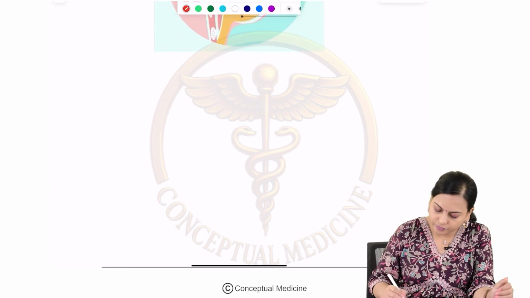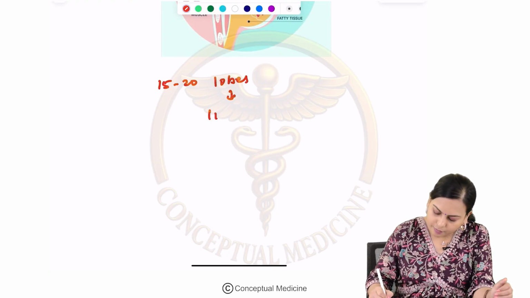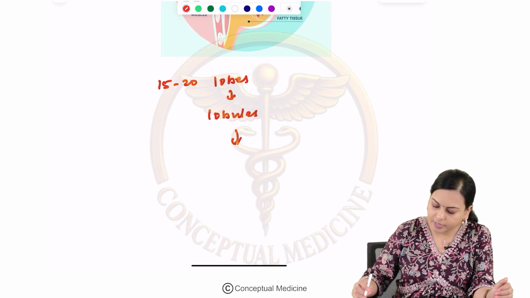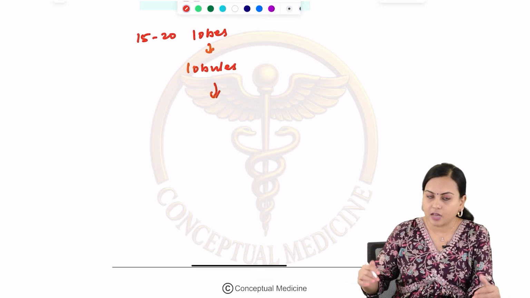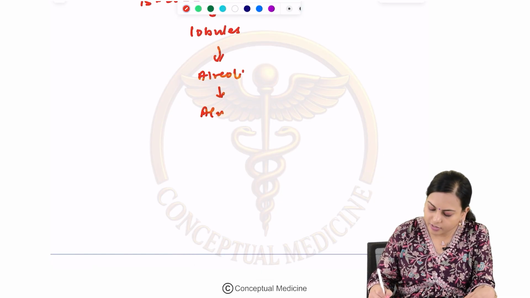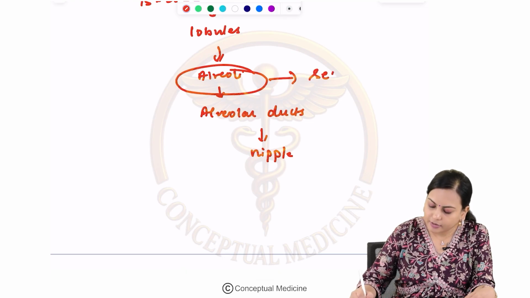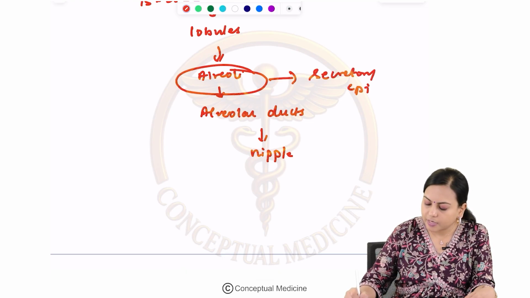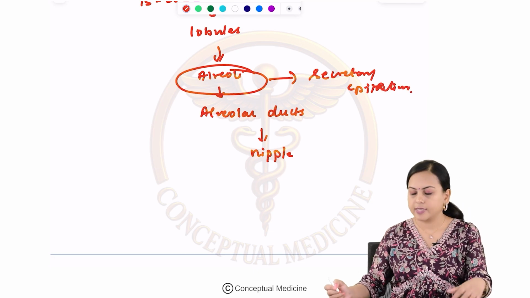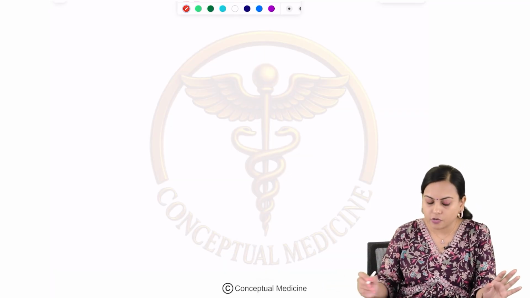So what I told you now: the breast consists of 15 to 20 lobes, and within these many lobules are present. These lobules are separated by varying amounts of fat, and each lobule contains alveoli from which arise the alveolar ducts that open up in the nipple. The alveoli are lined by secretory epithelium. This secretory epithelium produces and secretes milk. Can you understand? Yes. Let's talk about physiology also.